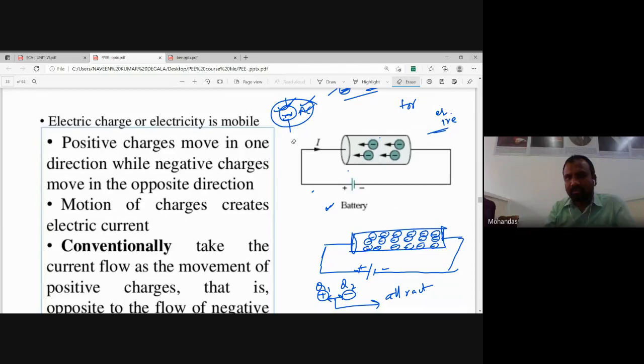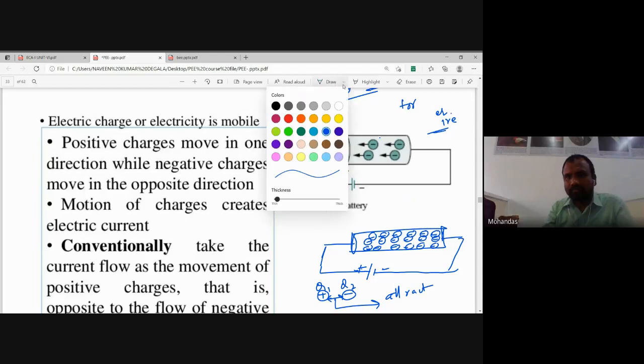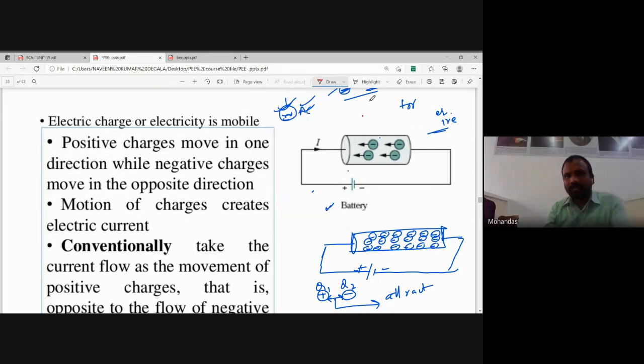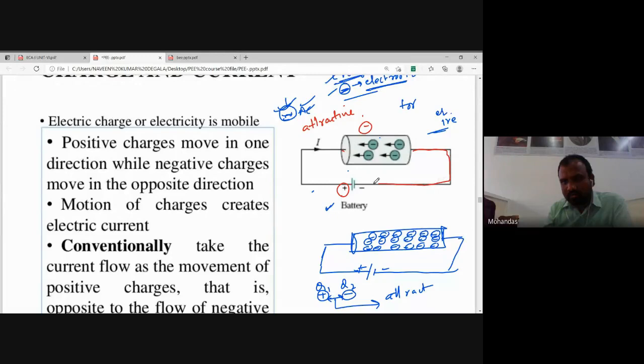See, listen carefully here. This electron has a negative charge. At the battery, it is a positive charge. So the force between them is an attractive force. This conductor is connected to these connecting wires. This is one connecting wire, this is another connecting wire. With this, what is happening here? The electron is moving in this fashion.